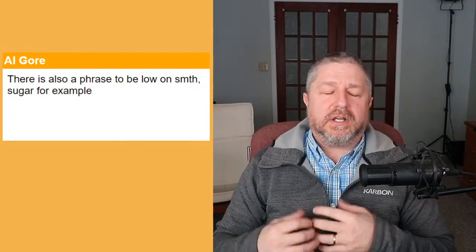Al Gore says, there is also a phrase to be low on something. You can have low blood sugar. So sugar goes in your blood, in your veins, and you can say, oh, I'm really tired. I think I have low blood sugar. I haven't eaten enough today. Let me get to the next one. The next one is not on topic, so I'm going to skip it.